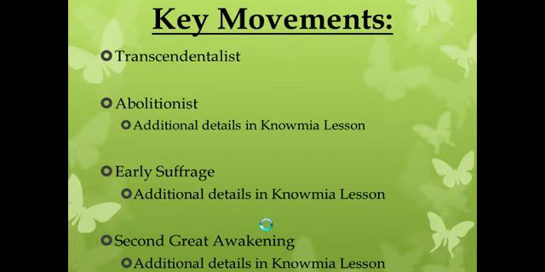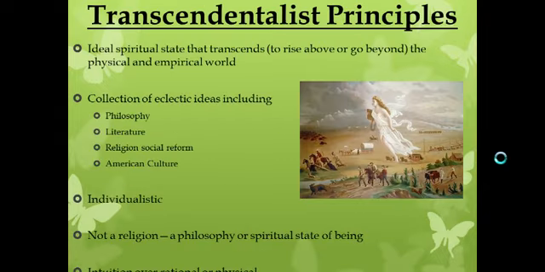My prime foci, if you will, for this presentation is going to be the Transcendentalist movement, abolitionism, early suffrage, and the Second Great Awakening, just to help us focus this presentation. So, Transcendentalist principles. What exactly is Transcendentalism? Well, I have the definition on that first bullet. The idea of Transcendentalism is you're in this ideal spiritual state that transcends, which means to rise above or go beyond the physical and the empirical world.